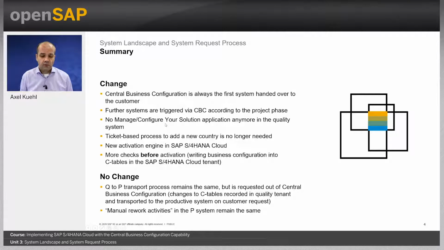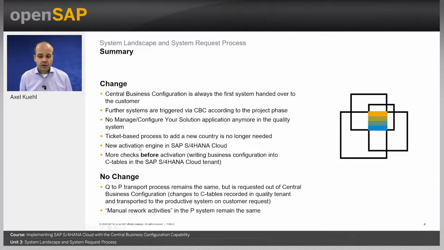Especially the Manage and Configure Your Solution app, which you see in the quality system, is not available anymore. Every configuration change, every change in the process, like a Q2P process, is triggered only via central business configuration. The ticket-based process, for example, for scope extensions or for adding a new country, is not needed anymore and is also controlled by the central business configuration, so this is much easier for the customer to add some scope.